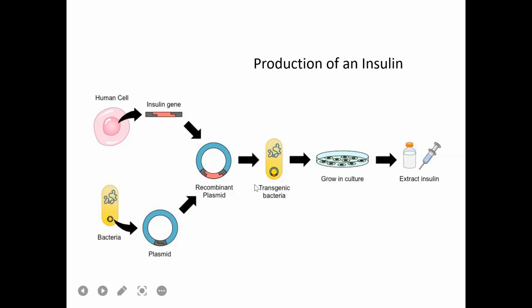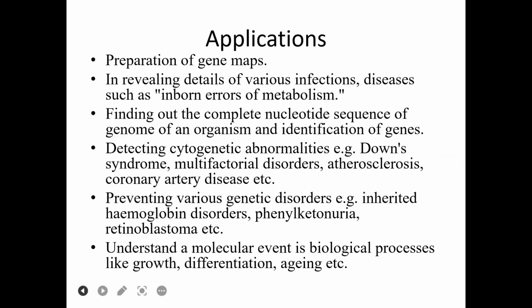Okay, and these are grown in a culture, and then we will put antibiotic. Only the normal bacteria will die, transgenic bacteria will survive. So from those transgenic bacteria we will extract the insulin. Okay, I hope the insulin production is clear for everyone.